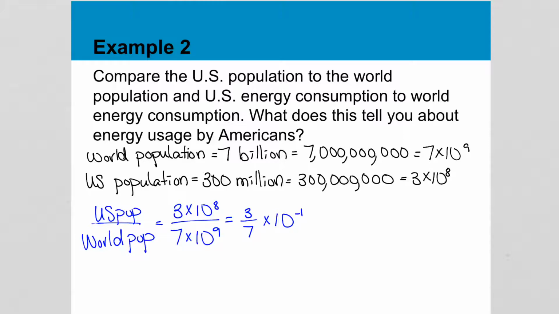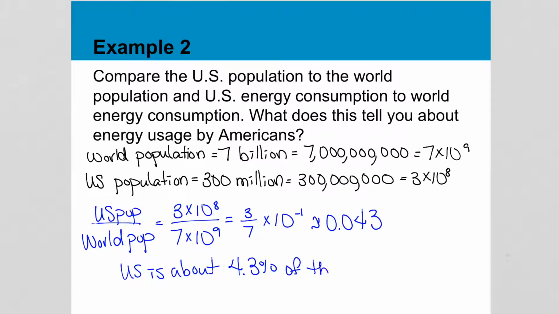When you're dividing with exponents, you subtract. So 8 minus 9 is negative 1. And that is approximately 0.043. So the U.S. is about 4.3% of the world's population. That's all. Can you believe that?